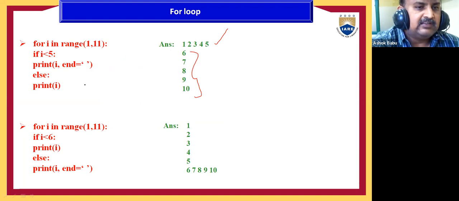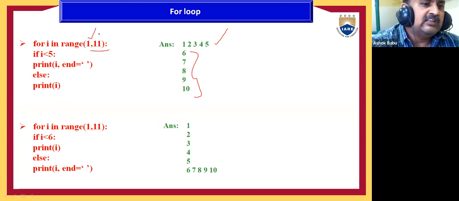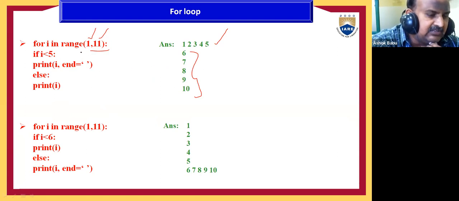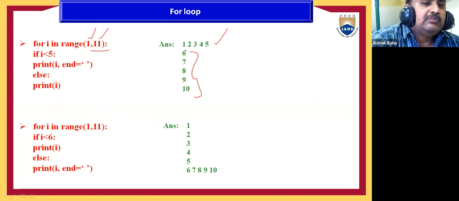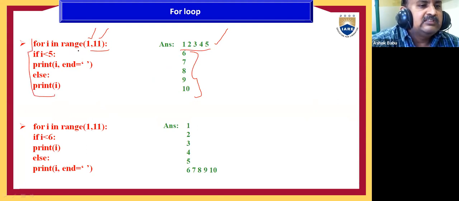So to print the numbers like that, what is the general procedure? To print the numbers from 1 to 10, I need to assume the range. Here 1 is the starting range and 11 will be the ending range. The ending range is excluded, therefore it will print the numbers from 1 to 10 only. We should print 1 to 5 in horizontal fashion and 6 to 10 in vertical fashion. The simple logic is: for i in range 1 to 11, if i less than 5.